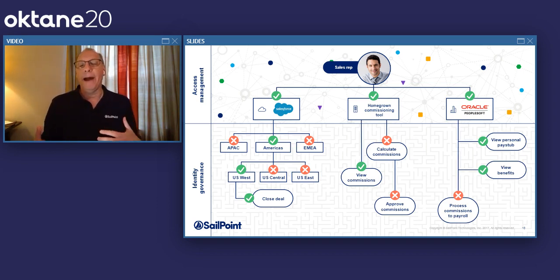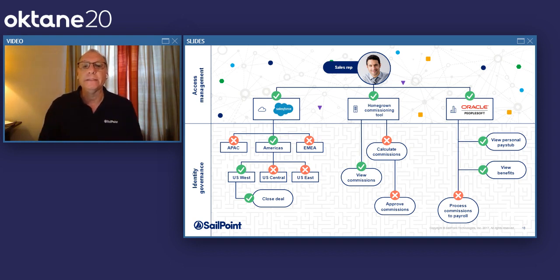I like to think about it like access management is the doorman that's going to say who can come in and who not within the building. And then identity governance says what you can do once you're in, which room you're allowed to go into, and what you can do within each of those rooms.